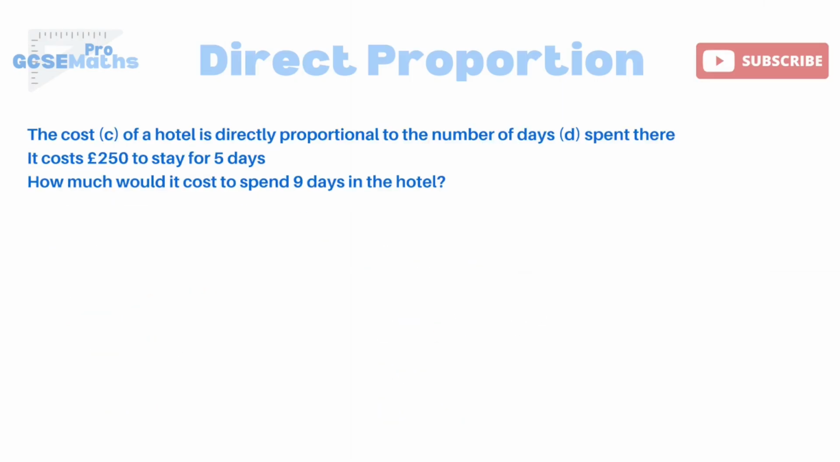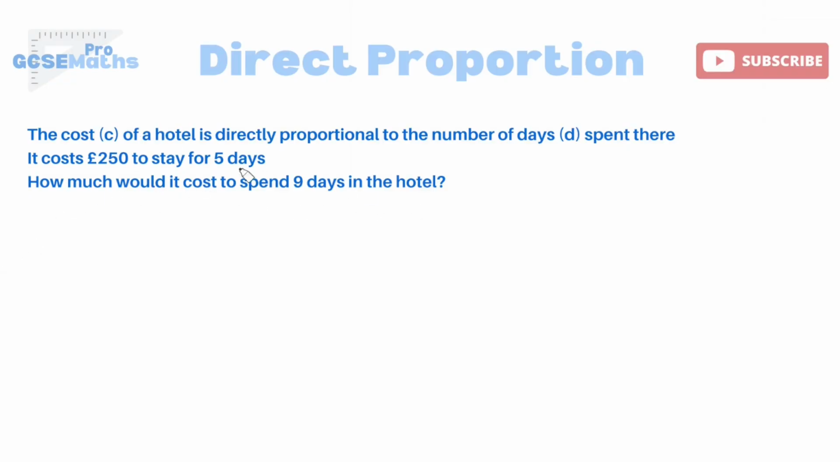Now my final 2 questions are the same thing. The only difference is they're now a worded scenario. But we're still going to try and pick out the same 3 steps. So the cost, they've told us to use the letter C, of a hotel is directly proportional to the number of days, D, spent there. It costs £250 to stay for 5 days. How much would it cost to spend 9 days in the hotel?